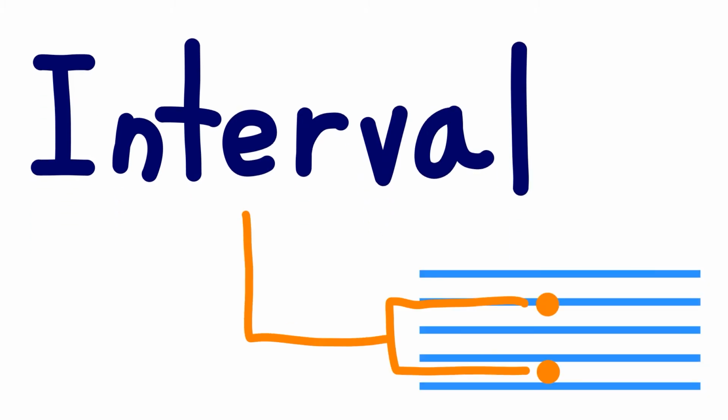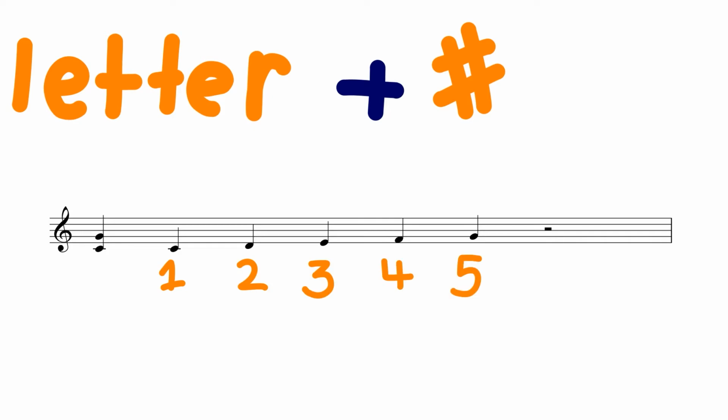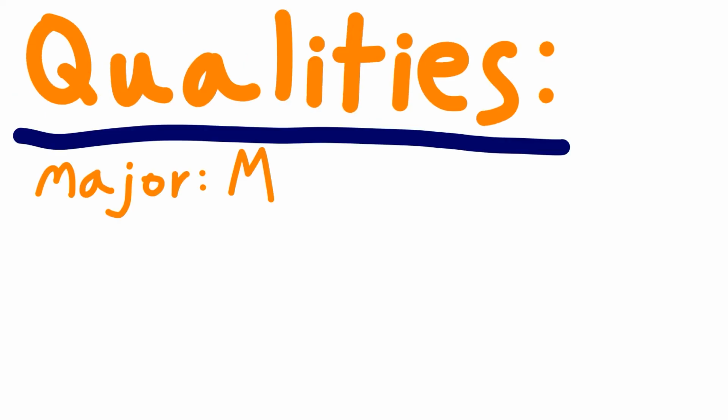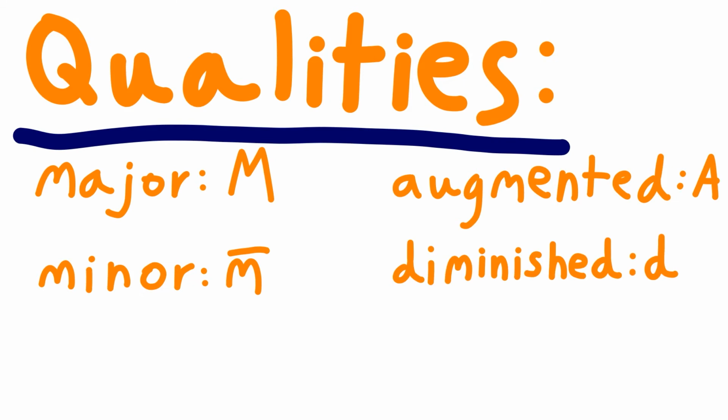Today we're going to talk about intervals. The word interval refers to the distance between two pitches. Intervals are named with a quality word and a number. The number is how many letters make up the interval, so C to G is the fifth because C, D, E, F, G. And the letter is a shorthand version of the interval's quality. There are 5 interval quality words: major, minor, augmented, diminished, and perfect.